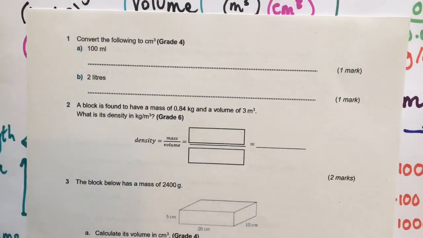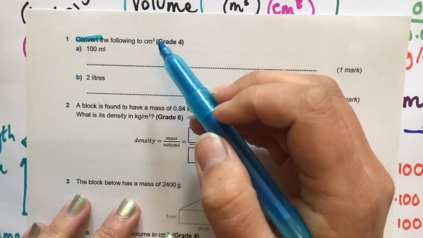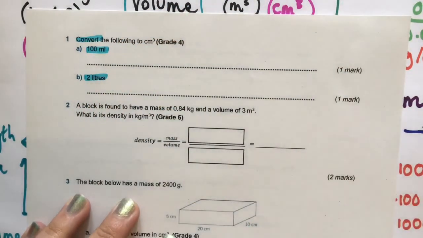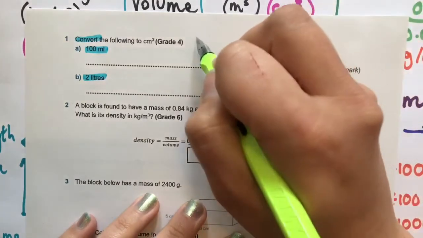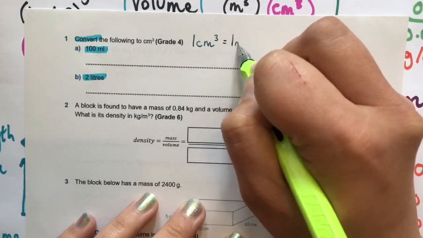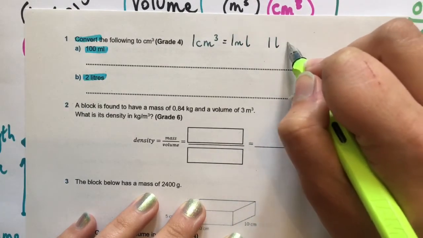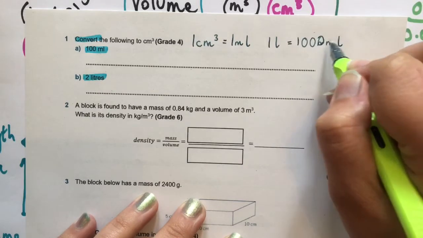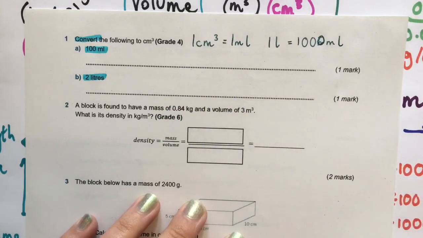So question 1, convert the following to centimetres cubed. So we have 100 millilitres and 2 litres. So 2 bits of important information to remind you of at this point. 1 centimetre cubed is 1 millilitre. And 1 litre is 1,000 millilitres, not 100. Okay, so using this, try and answer this question.